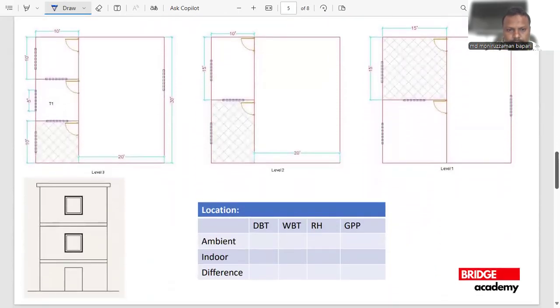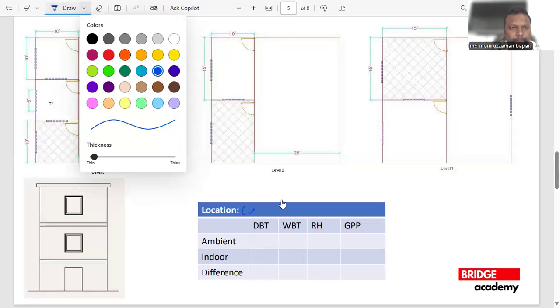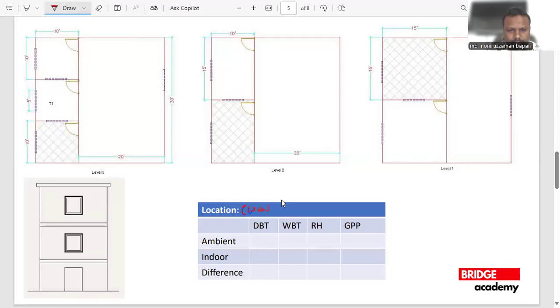Now let's move on to the data relevant to weather location. Let me change the color of pen. Weather. We are going to collect the weather data. So now we need to know dry bulb temperature, wet bulb temperature, relative humidity, and moisture in grain per pound for ambient and indoor or target design temperature location. And we are also going to find out the difference in here. So this is very important.